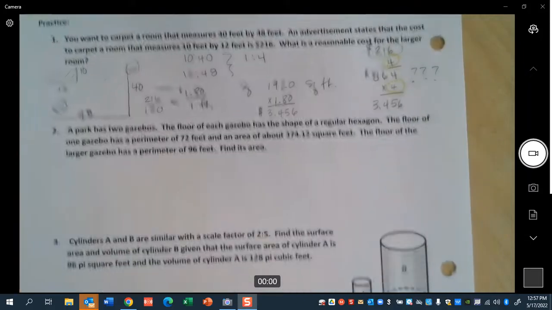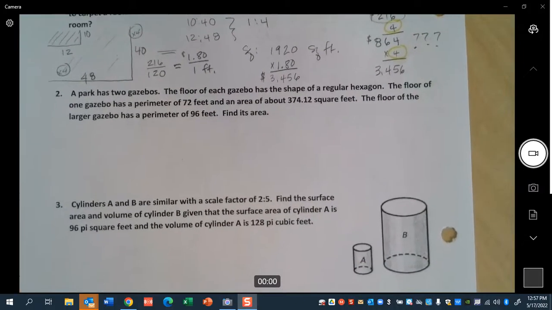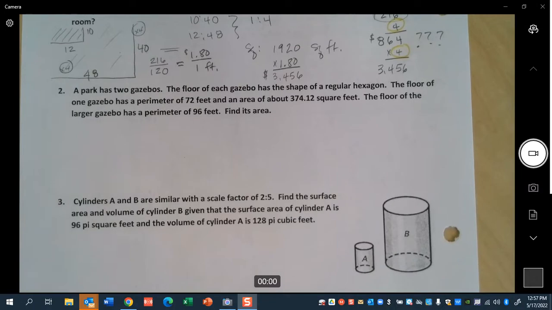All right, so a park has 2 gazebos. The floor of each gazebo has the shape of a regular hexagon. The floor of one gazebo has a perimeter of 72 and an area of that. The floor of the larger gazebo has a perimeter. Find its area. Talk to your partner.